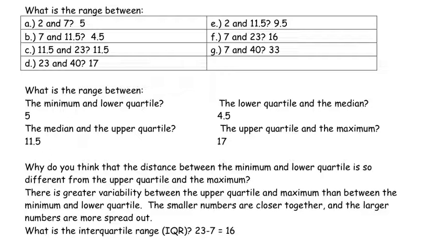So what is the interquartile range? The interquartile range is also referred to as the IQR, and that's the box in your box and whisker plot. So you have to subtract 23 minus 7 and your answer is 16.